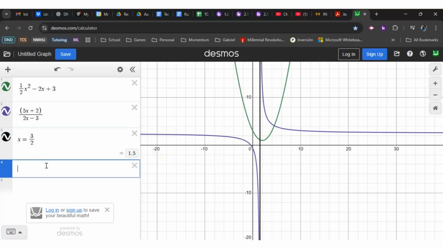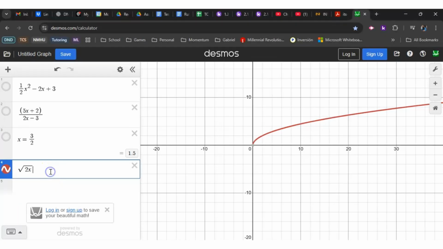If you look at the next one, what was it? It was like square root of 2x something. All right, what was it? Square root of 2x?